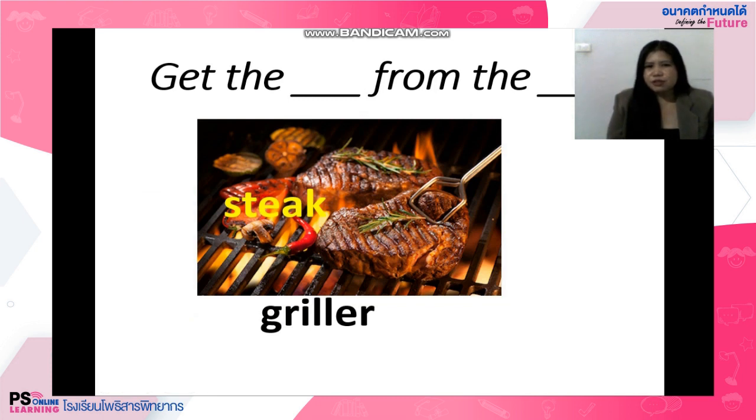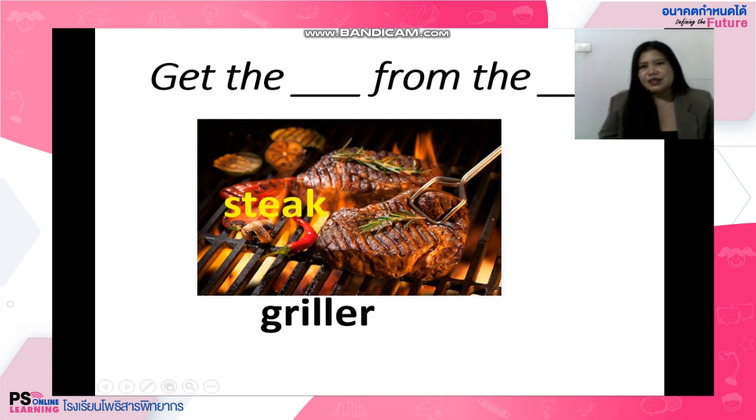Get the from the. Look at the picture. That is steak, and then that is griller. The word griller, you already learned from last week's lesson. So what is the sentence or the phrase? What do you think? Look at the one cooking with the tongs. Okay, get the steak from the griller. That is the sentence.